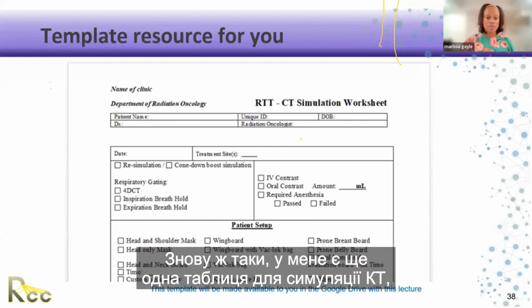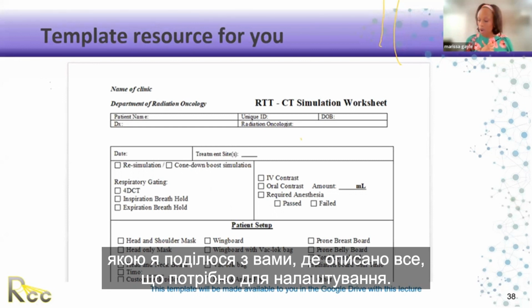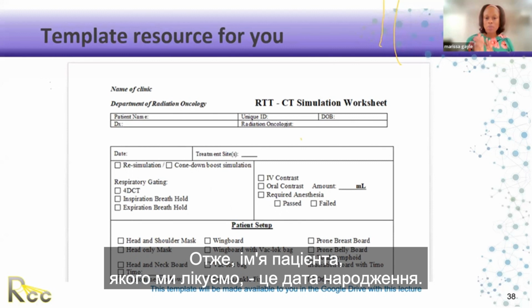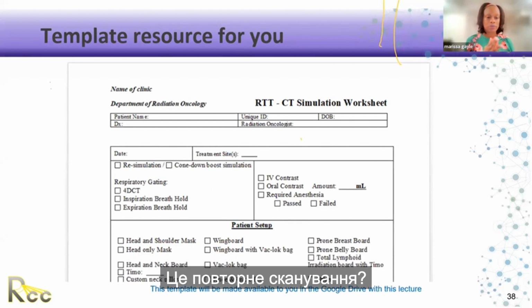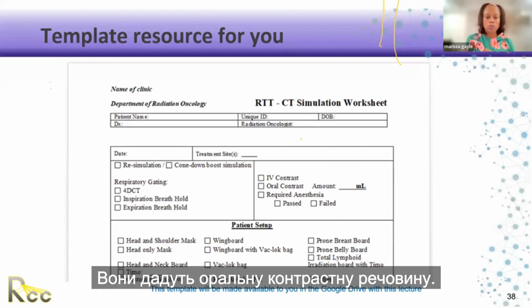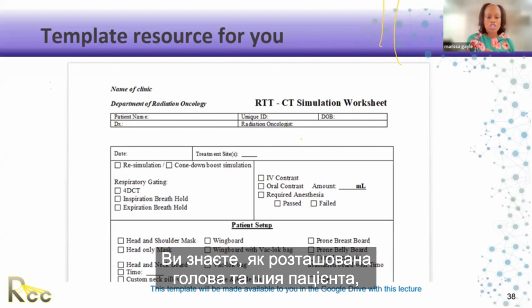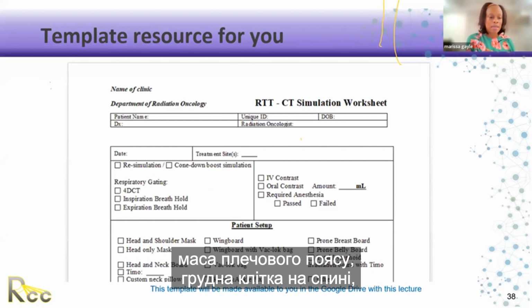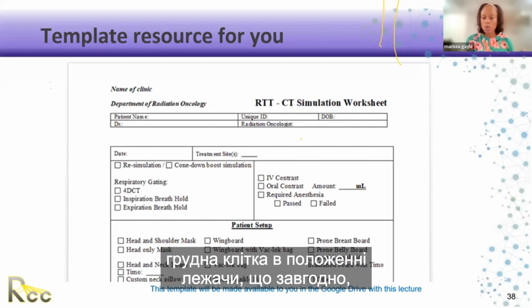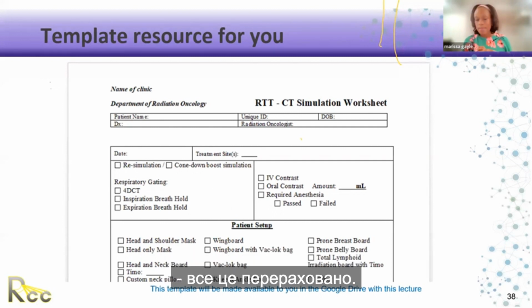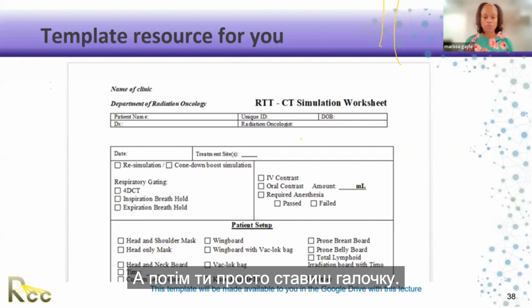Again, I have another CT simulation worksheet I will share with you, which goes over everything for the setup. So the name of the patient, where we're treating, their date of birth. Is it a rescan? Is it a cone down? Respiratory gating, they would give oral contrast, what the patient's setup is, head and neck, shoulder mask, windboard, prone breast, supine breast, whatever it is listed, and then you just check it off.